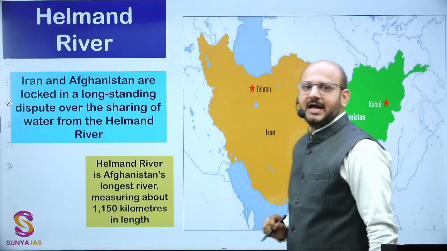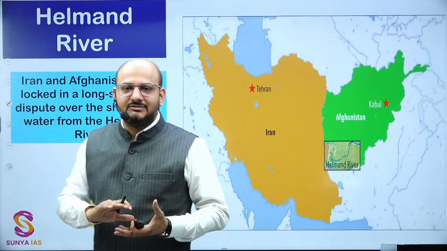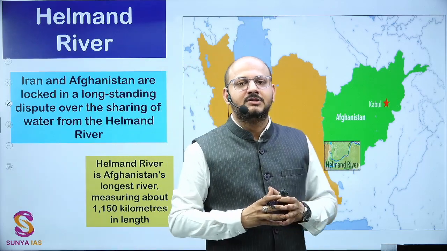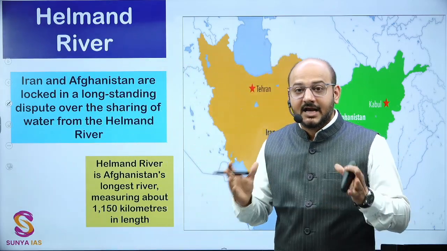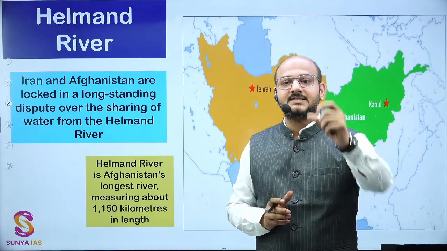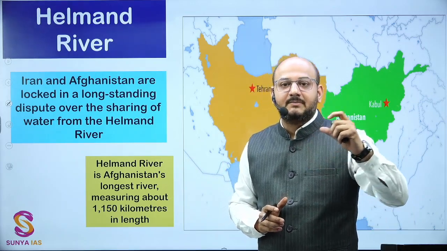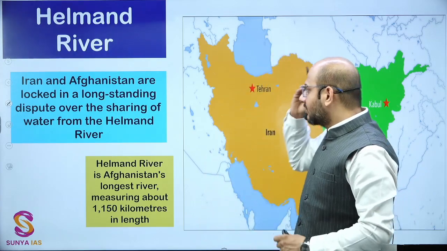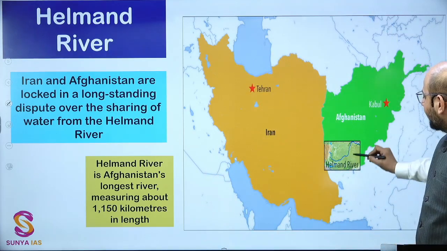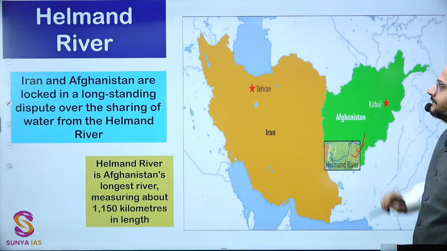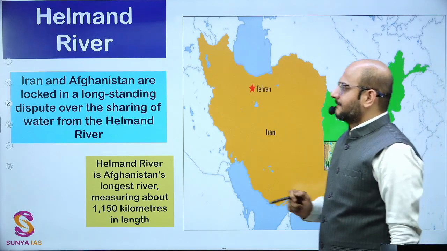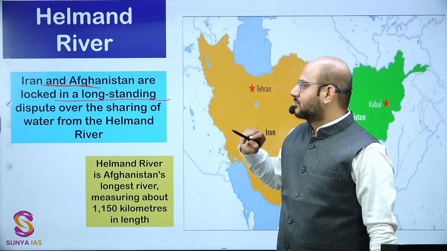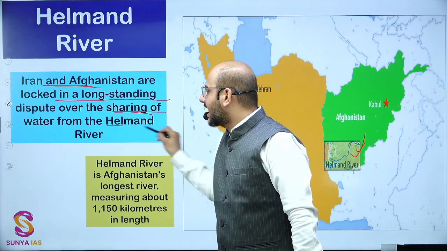Helmand River. See, wherever international disputes are happening, the new trend, the change in pattern of UPSC is about asking questions in international relations, particularly from the places that are in the news because of some conflicts or that are causing certain problems to the environment also. Here you will find that the Helmand River forms a boundary. Iran and Afghanistan are locked in a long-standing dispute over the sharing of water from the Helmand River.